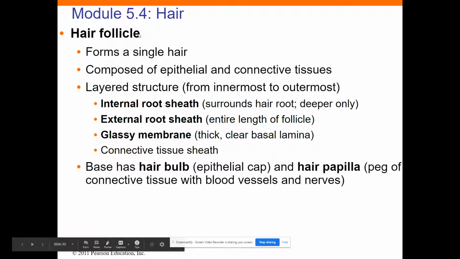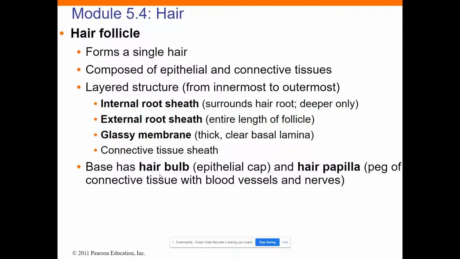So the hair follicle is the component that actually forms each hair. One hair follicle will form one single hair. However many hairs you have on your body, you have that many hair follicles as well. They are made out of epithelial and connective tissues, which we'll see in a moment on the picture. They have three layered components to them, really four, including this connective tissue sheath here, which is the most exterior part that goes down into the dermis.